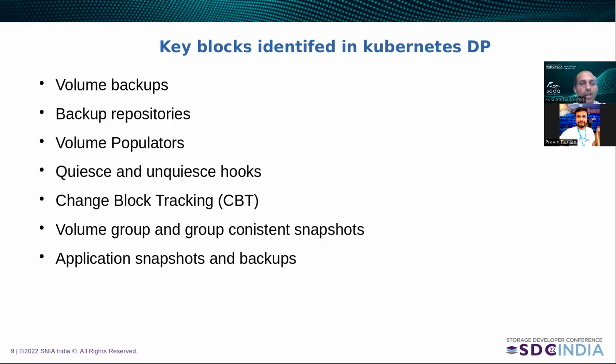And also some functionalities: when we take a backup or restore for the application, we might have to do some operations prior to taking a backup and post taking the backup, which are known as hooks. And also some effective mechanisms with respect to backup, like change block tracking, and taking backups of groups of volumes, and application snapshots and backups. So these are some of the key blocks which relate to the data protection problems for containerized applications.